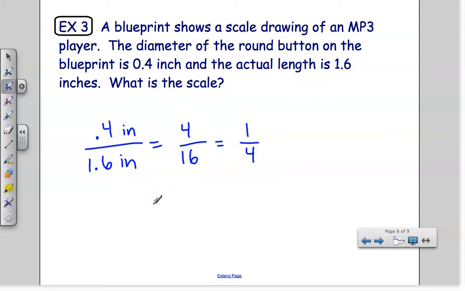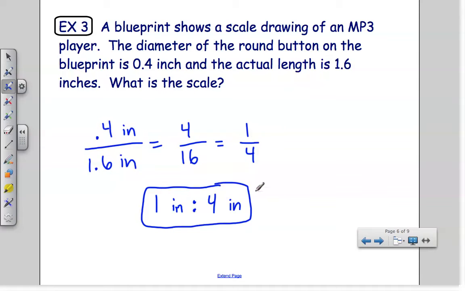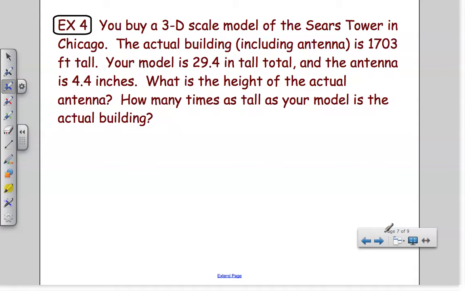But when I actually write down the scale, I should put labels, and then I know what I'm talking about here. I'm looking at 1 inch compared to 4 inches. So with scale, if you can avoid decimals and it looks nice, that's the best thing to do. But it's also nice to have a 1 first. So there are different ways you're going to see scale written. This is probably the best way to write it in this case. This here's an excellent example.